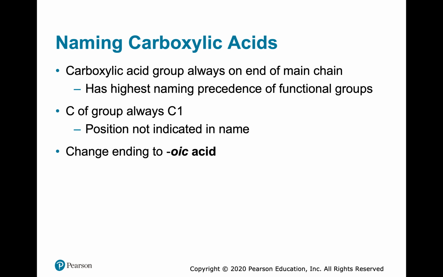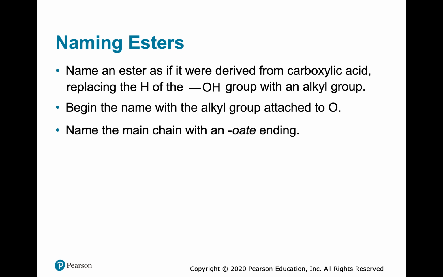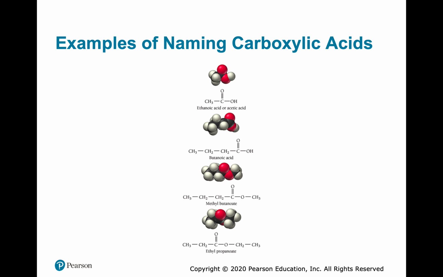The carboxylic acid group is always at the end of the molecule, and you give the ending oic acid. So although I use acetic acid, it's ethanoic acid. Esters, you name it as if the carboxylic acid, but then you add the alkyl group, and then you name the chain with the oate ending.